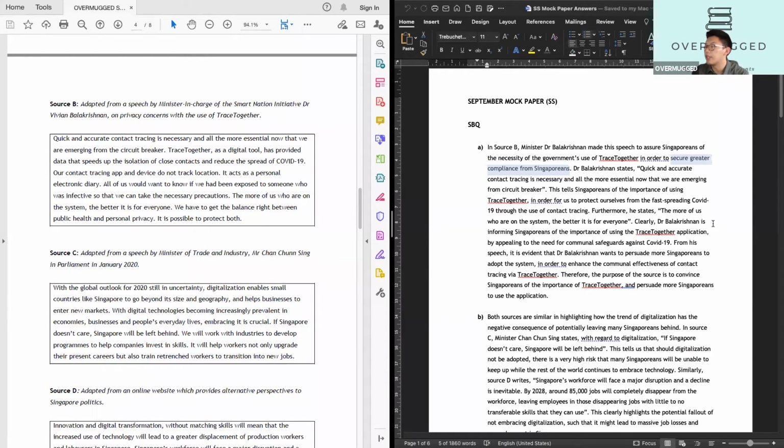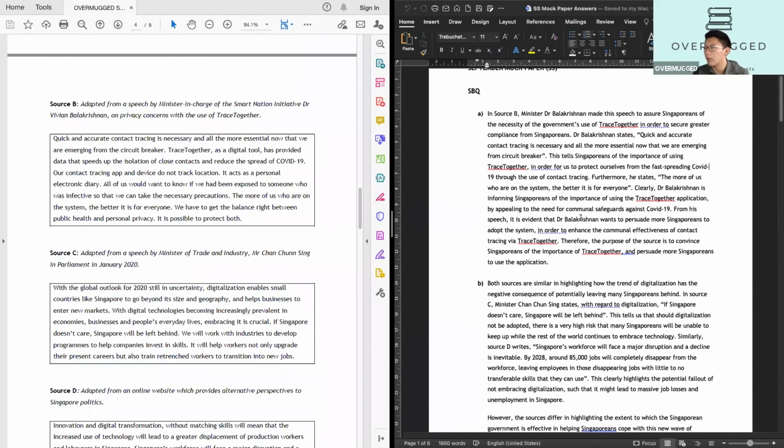Clearly, Dr. Balakrishnan is informing Singaporeans of the importance of using the Trace Together application by appealing to the need for communal safeguards against COVID-19. From his speech, it is evident that Dr. Balakrishnan wants to persuade Singaporeans to adopt the system, right? That's the action he wants to achieve in order to enhance the communal effectiveness of contact tracing outcome. So for this kind of questions, you have to ask yourself, what is the purpose, the action, and the outcome, and write accordingly. Okay, so this is rather straightforward. I won't spend too much time dwelling on it.